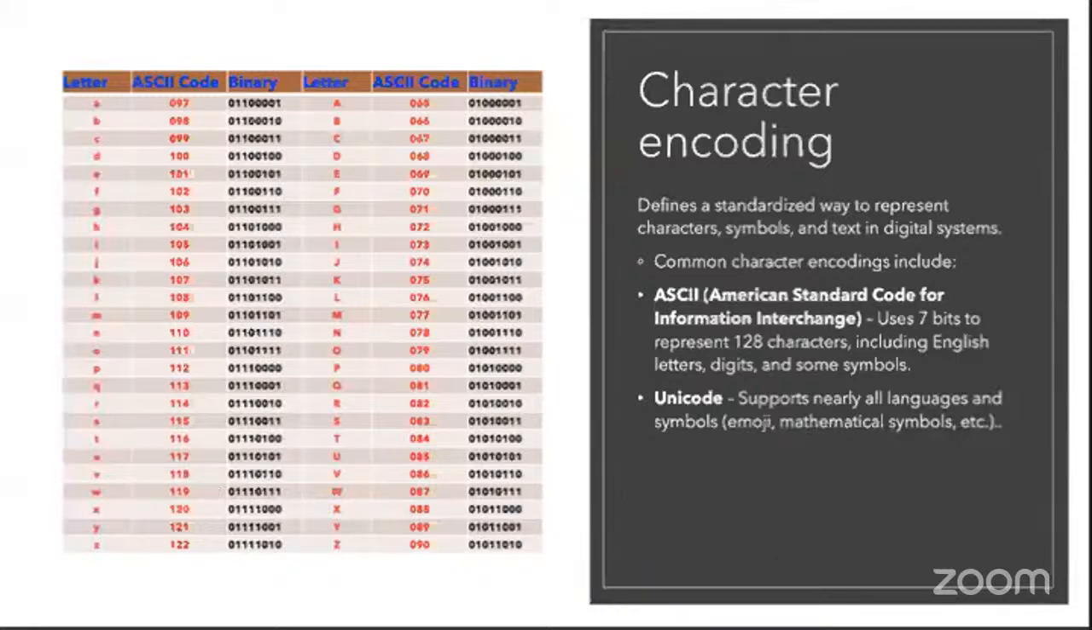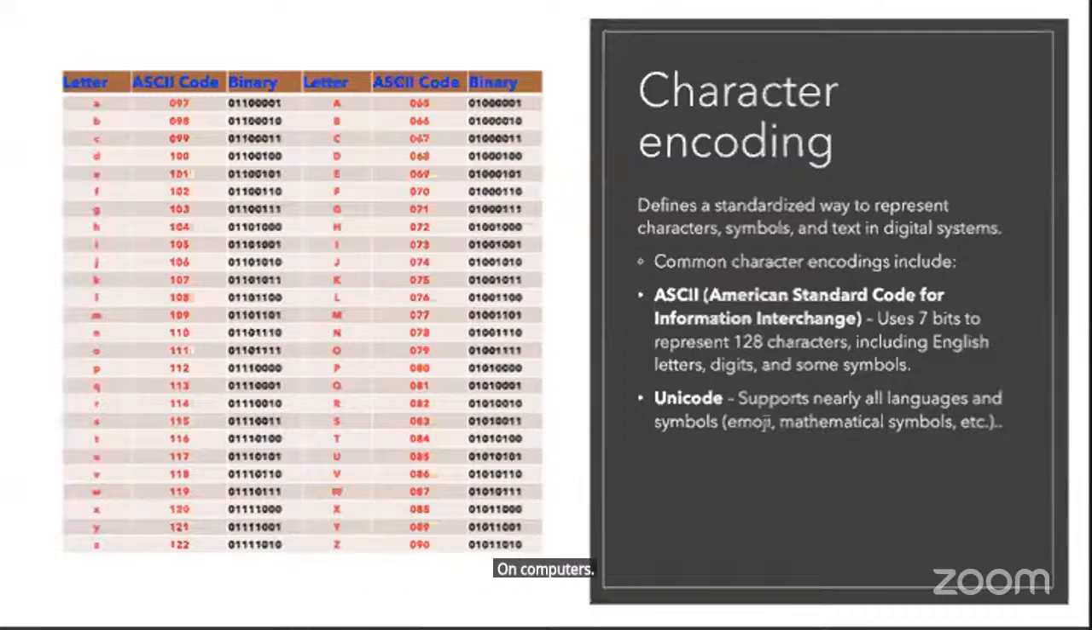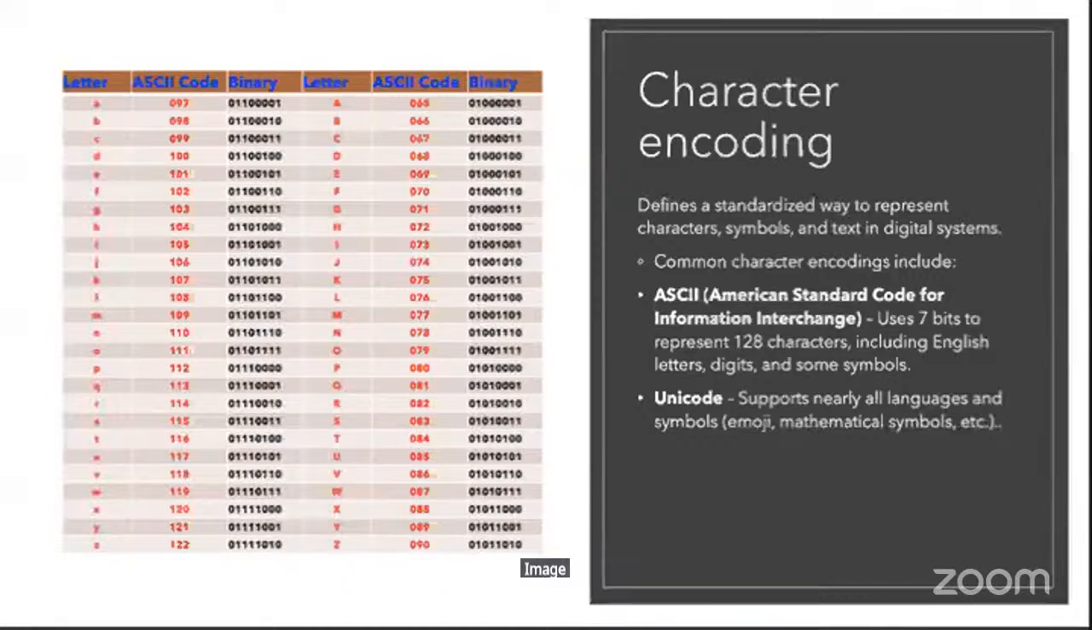So this character encoding determines how characters are represented in binary form on computers. Your name is represented in binary form on computers. Name of place, name of anything, text, audio, image even, they are all represented in binary form on computers. And we have common character encodings like ASCII, American Standard Code for Information Interchange. That's the most commonly used by computers.